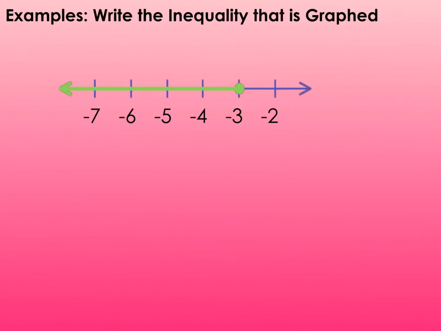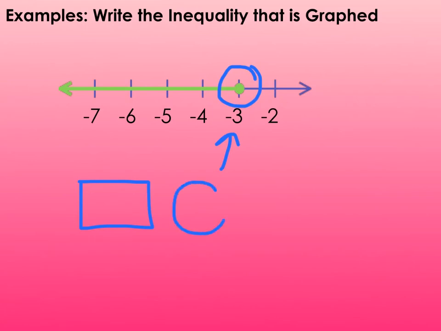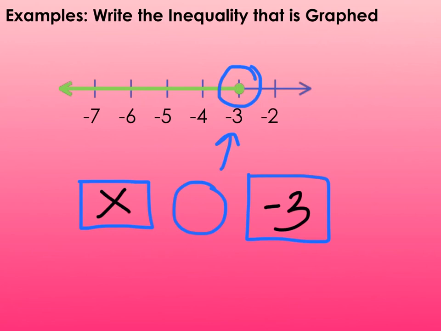We can also take a graph and write the inequality from it. I would suggest that your starting point would be to locate that number. In this case, it's located at -3. So as I'm filling in my inequality, I will always have a variable, a symbol, and a number. In this case, my number is -3. My variable can be anything, so let's just make it x.